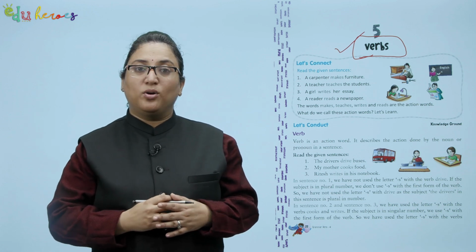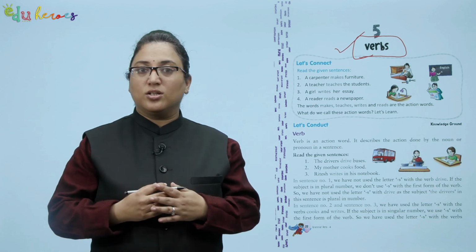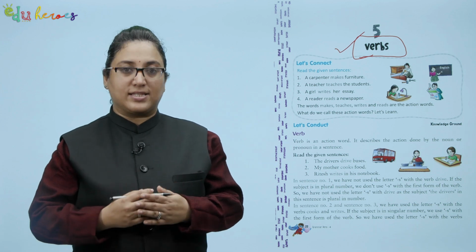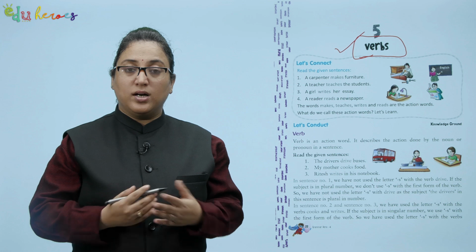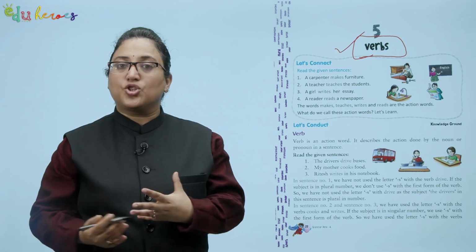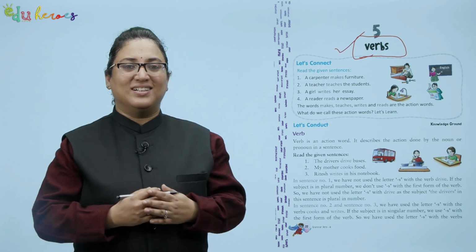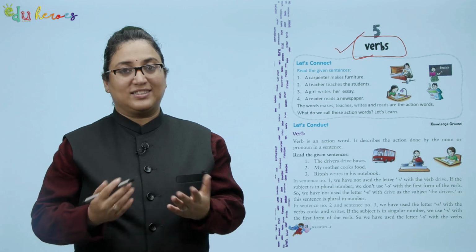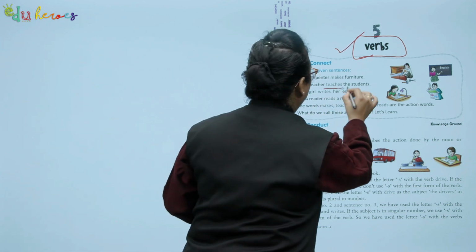Let's ponder upon these given sentences. A carpenter makes furniture. A teacher teaches the students. A girl writes her essay. A reader reads a newspaper. These words like makes, teaches, writes and reads are the action words. And what do we call these action verbs? Yes, that's right, verbs. So let's underline them.